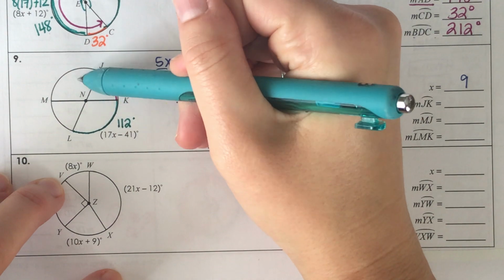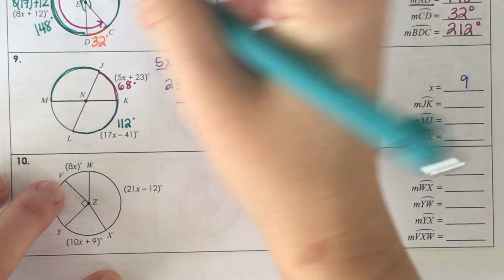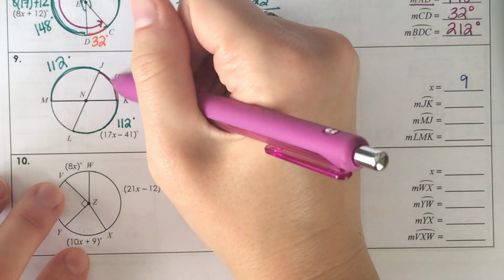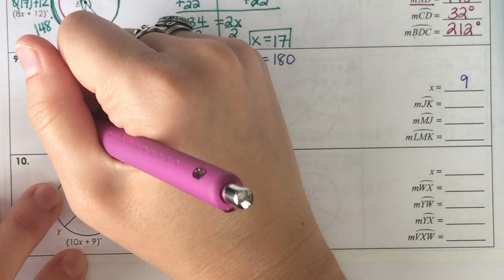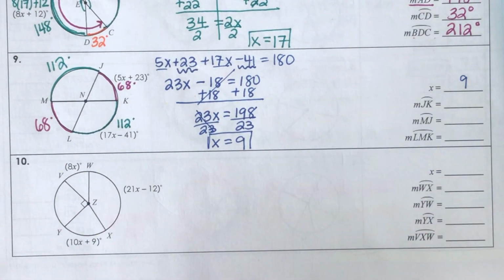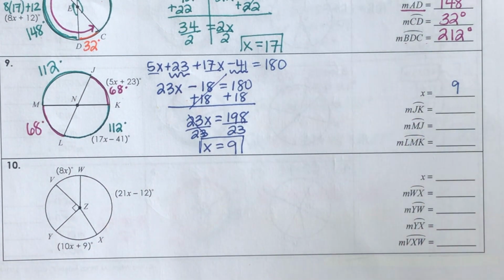Now I see vertical angles, so if this is 112, that means arc MJ is also 112. And I see that this arc JK is 68, that must mean its vertical angle is also 68. Now that I've got everything written, it's going to make my life way easier once I get over here.